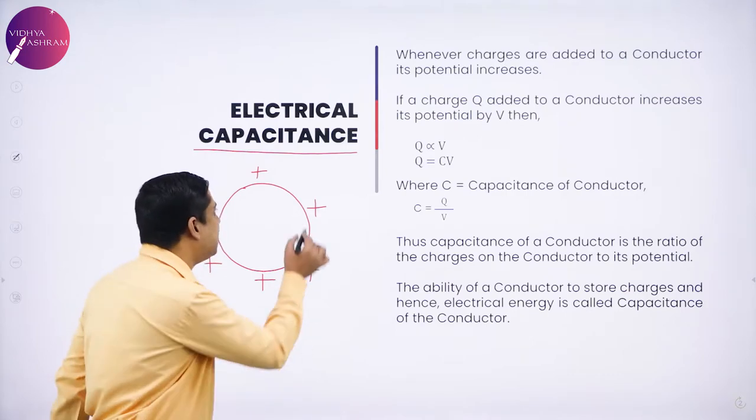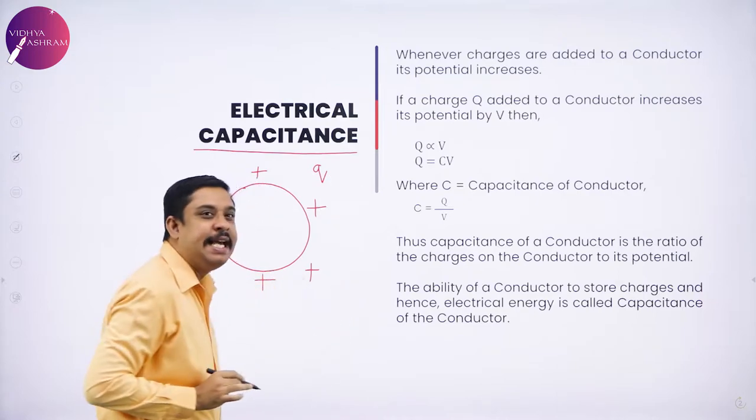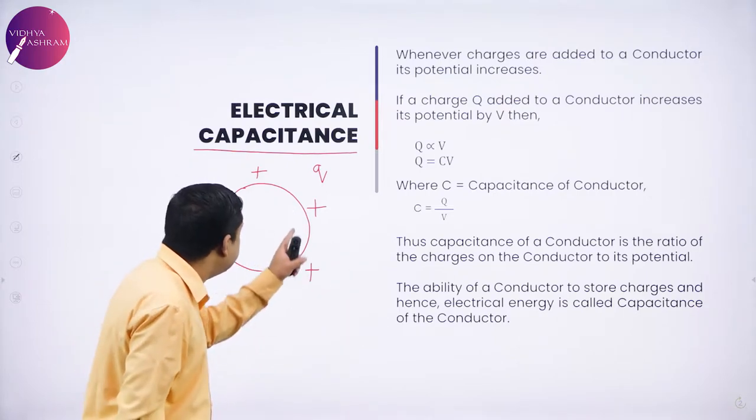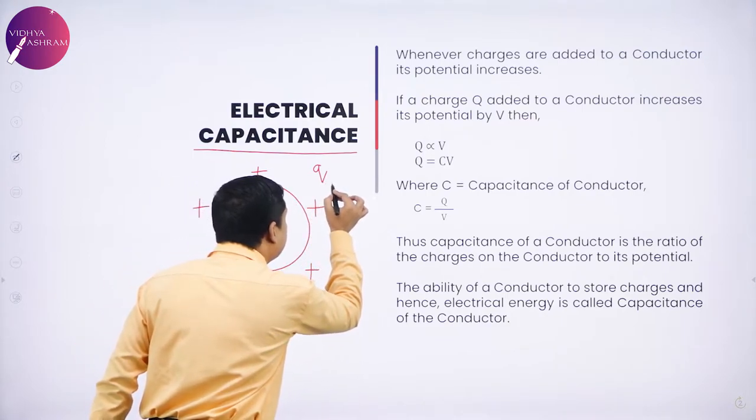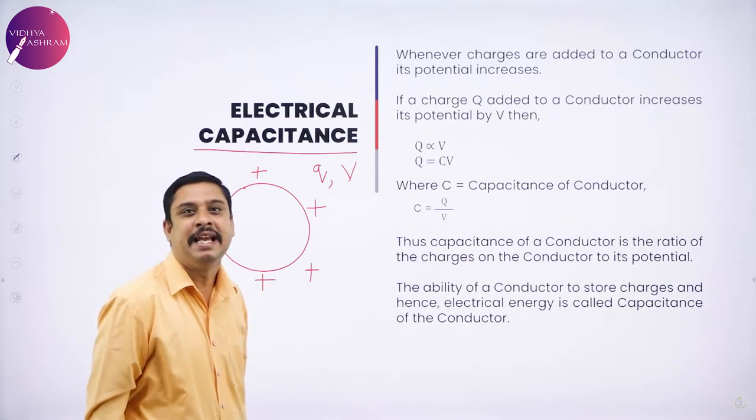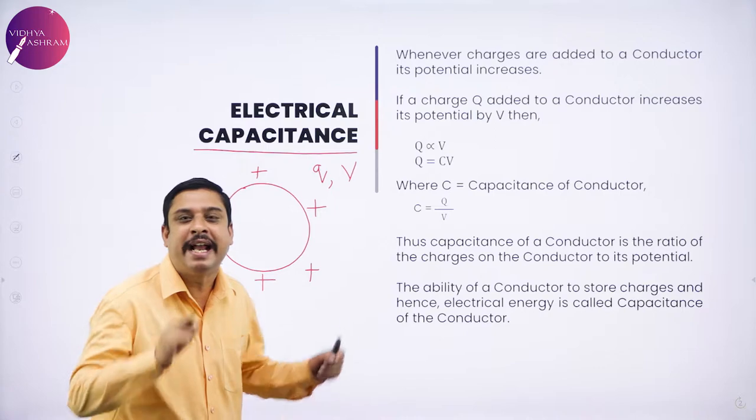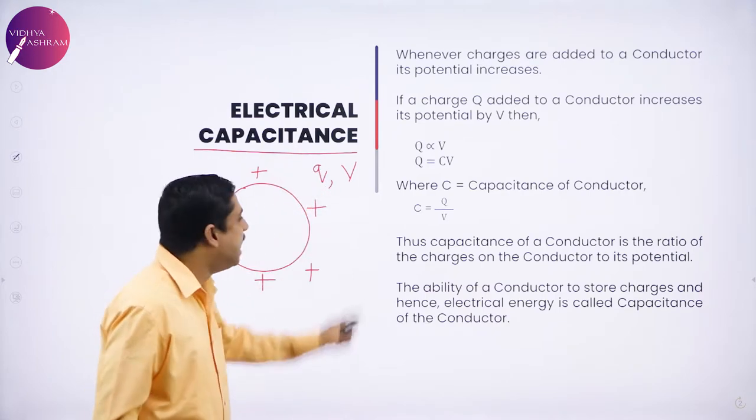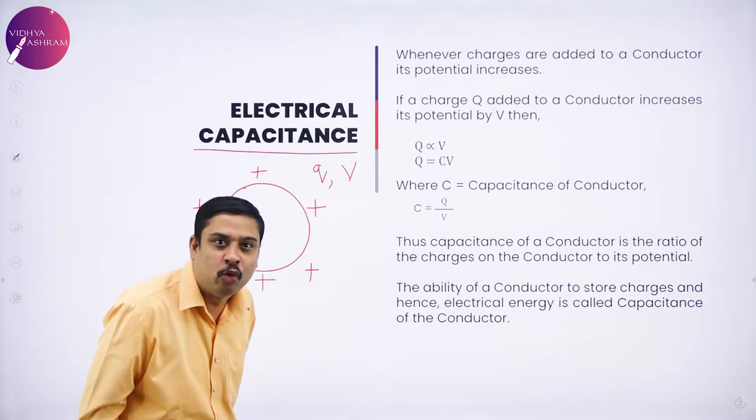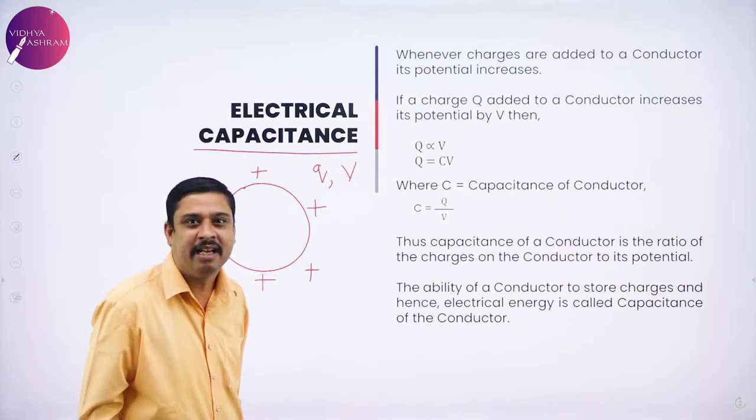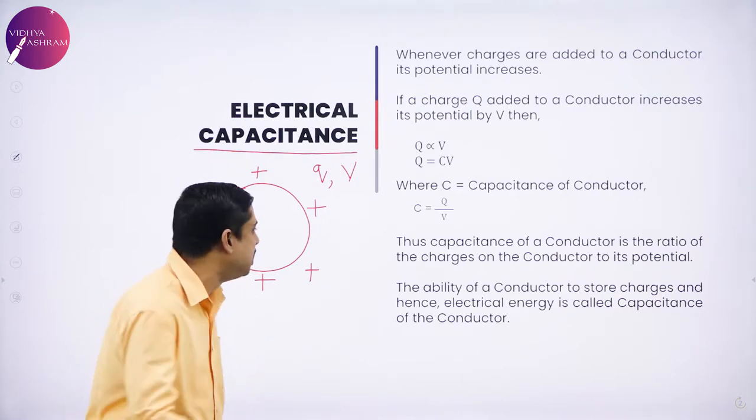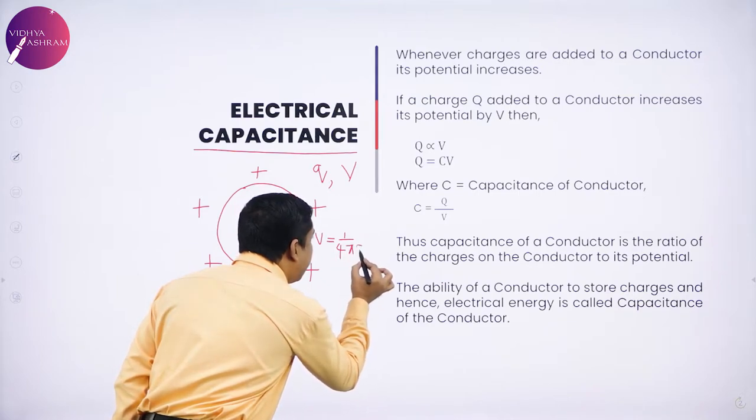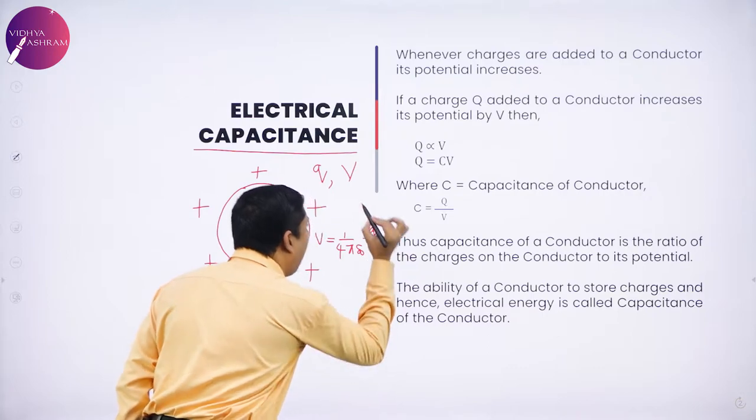My dear friends, I say Q is the amount of charges. It is the number of charges distributed on this surface under a potential V. So on the spherical surface, what did I consider? Q is the amount of charges, number of charges distributed at a potential V. Since I told point charge distribution, we wrote potential V equals 1 by epsilon naught Q by R.